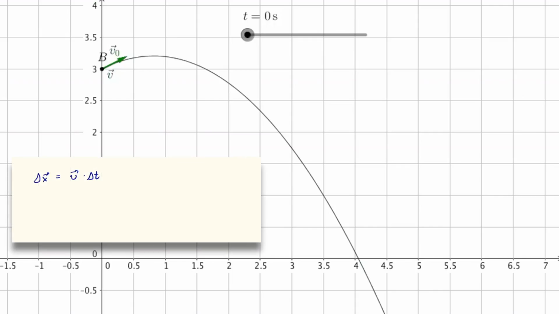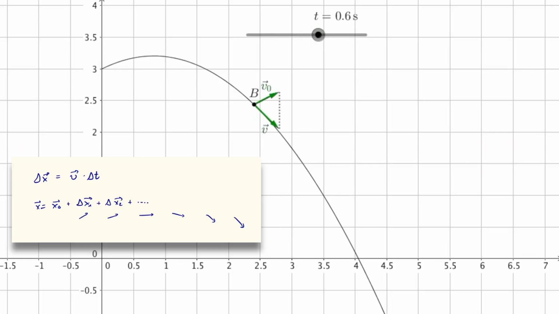Similarly, the velocity vector at each instant, v, gives rise to a change in position, delta x equals v times delta t. Adding up those changes, we obtain the shape of the ball's path, a parabola.